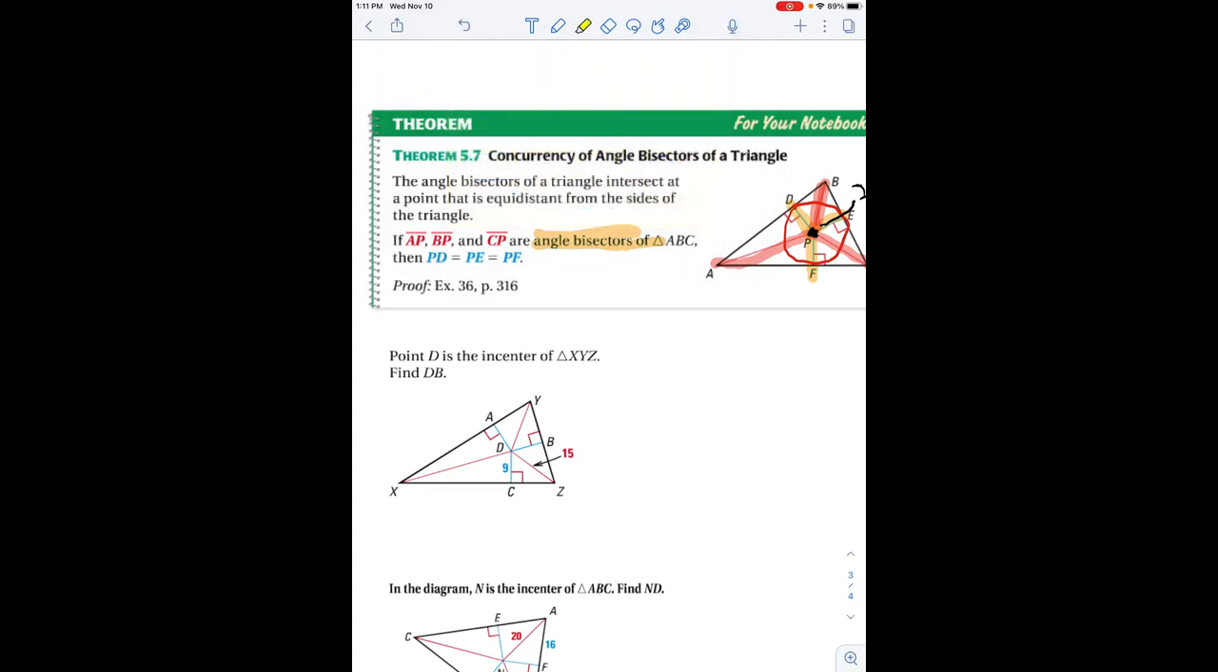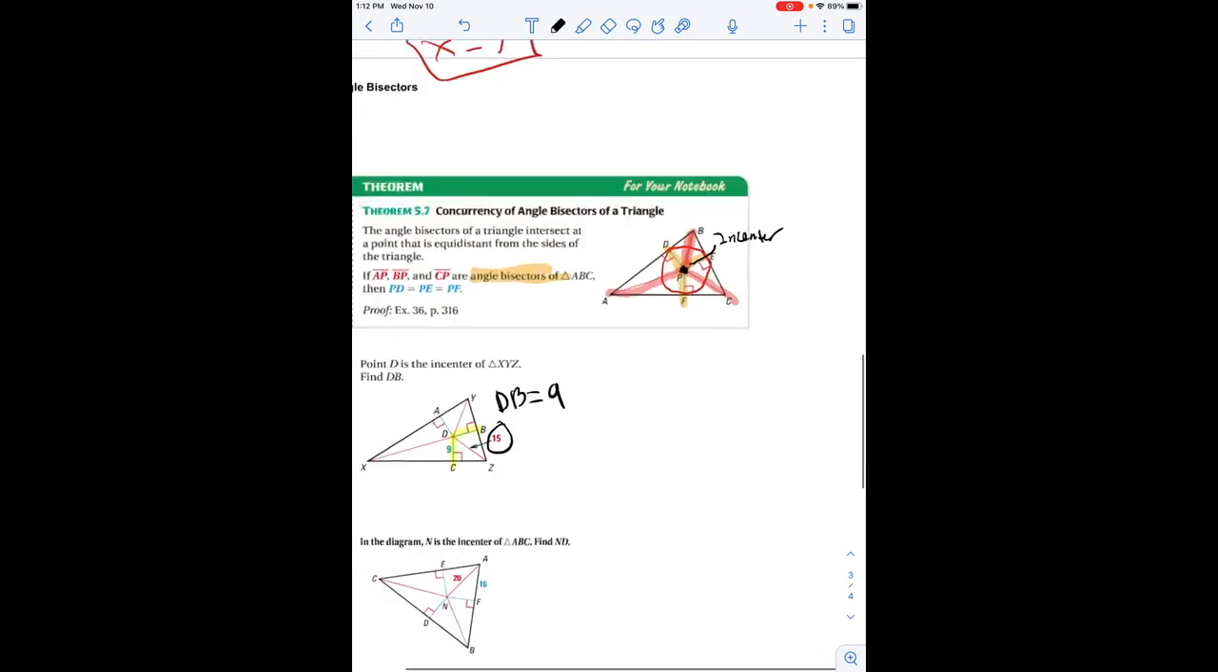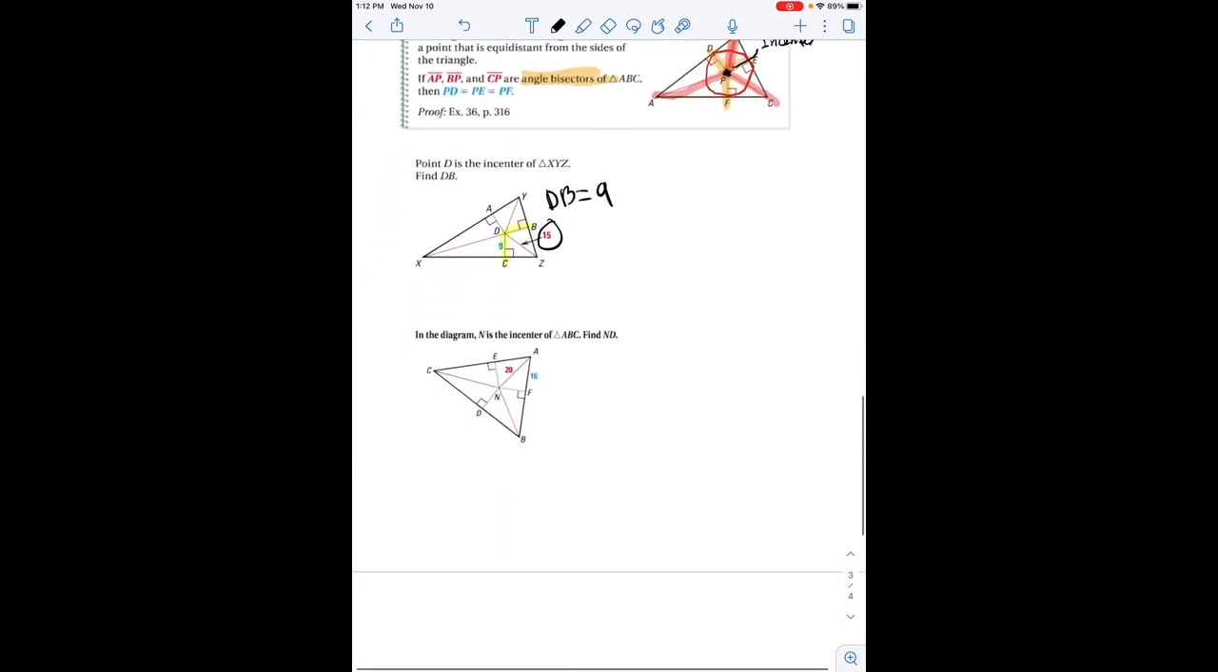Find DB. Well, I see that DC is 9, and if DC is 9, DB is also going to be 9. They're trying to trick me with this. That's the angle bisector, not the distance that is equidistant from the sides.